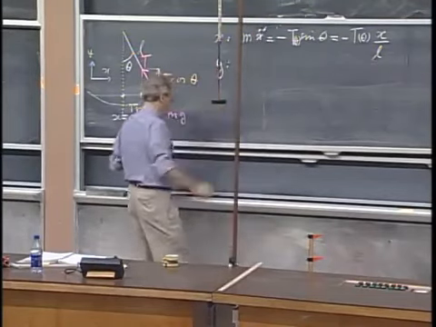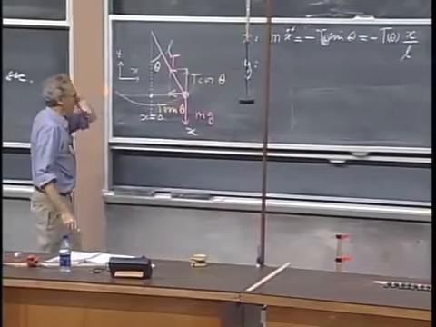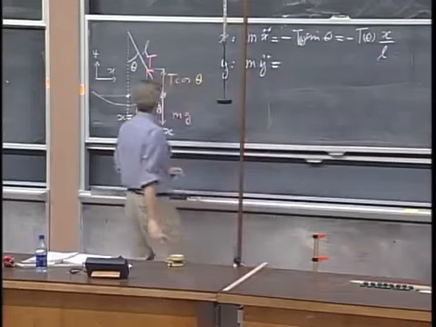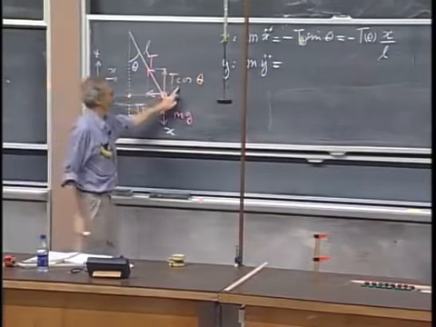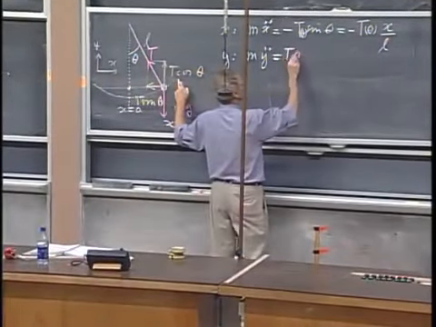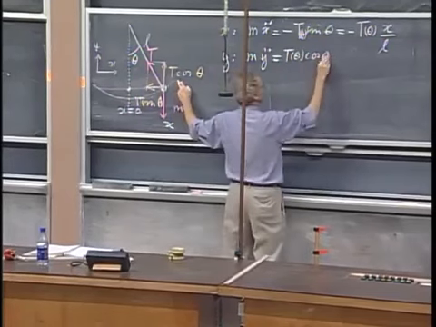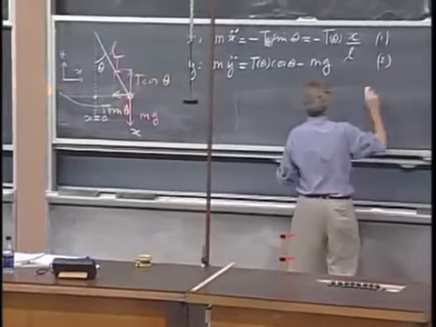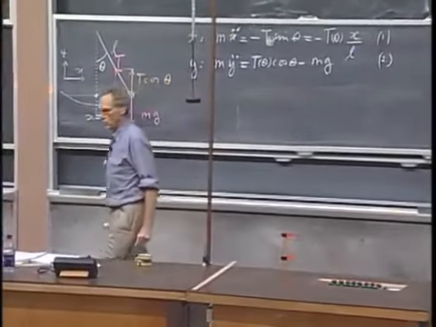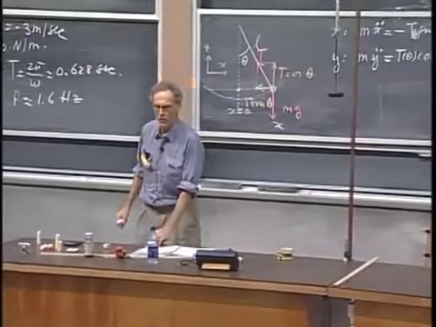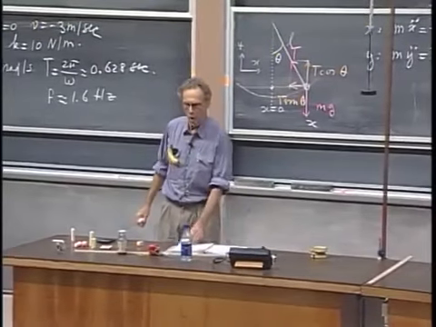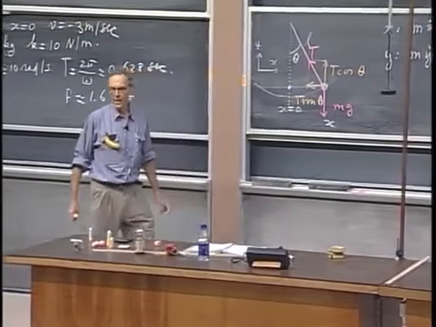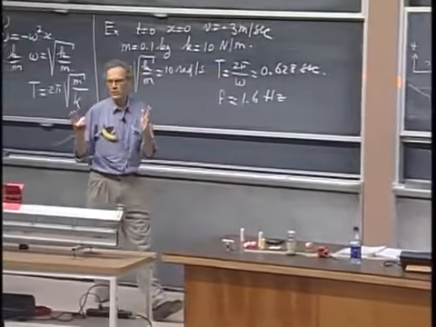Now the y direction. In the y direction, I have m y double dot equals... this is my plus direction, so I have T cosine theta minus mg. This is equation 1, and this is equation 2. And so now we have to solve two coupled differential equations, which is a hopeless task. It looks like a zoo, and it is a zoo. And now we're going to make some approximations.